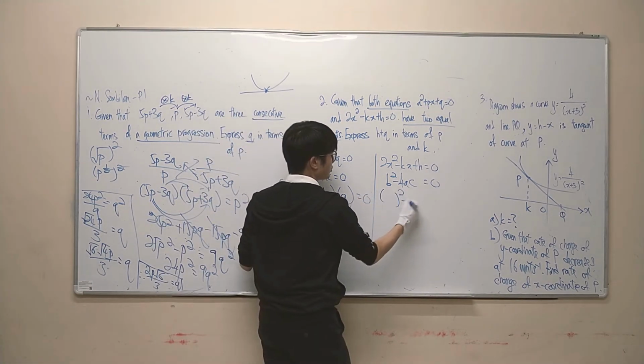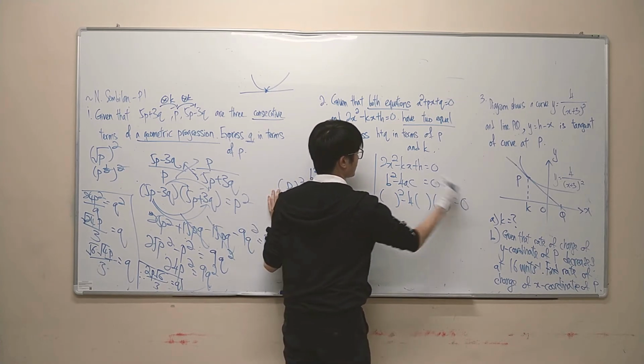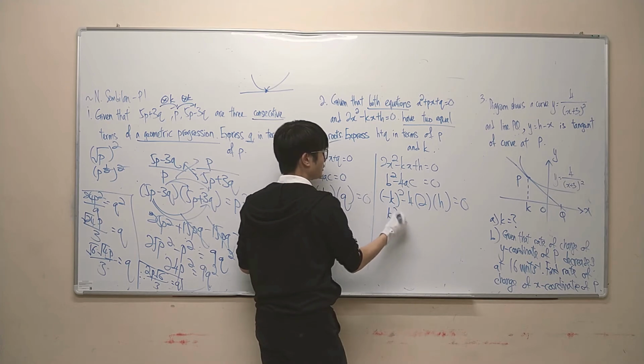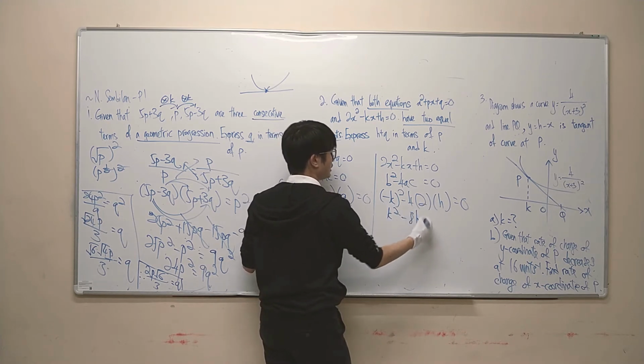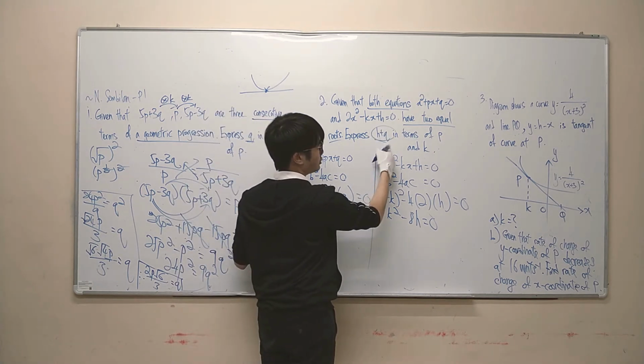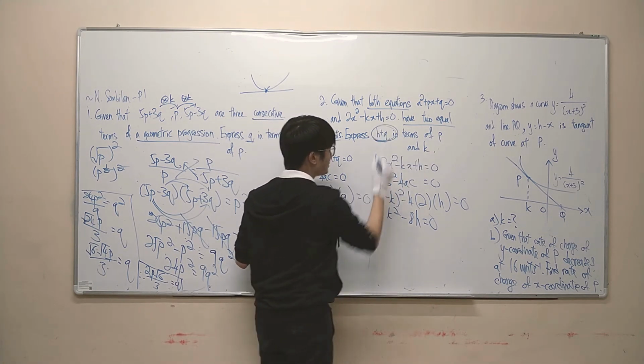So here we'll do the same. B squared minus 4ac equals to 0. The b will be negative k, the a will be 2, the c will be h. Negative k squared is positive k squared. Negative here is negative 8h equals to 0. Okay, what the question wants? Express h plus q in terms of p and k. So they want you to find h plus q.